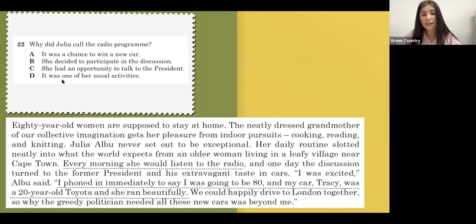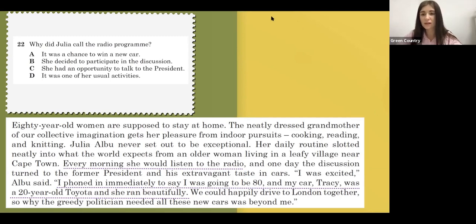Next phrase: I phoned in immediately to say I was going to be 80 and my car, Tracy, was a 20-year-old Toyota and she ran beautifully. We could happily drive to London together and so on and so forth. And the phrase: greedy politician needed all these new cars beyond me. So she didn't understand why a politician wanted one more new car. And here: one day the discussion turned to the former president and his taste in cars. I was excited. So when she heard about his taste in cars, she got excited and decided to call them. So what do you think is the correct option here?